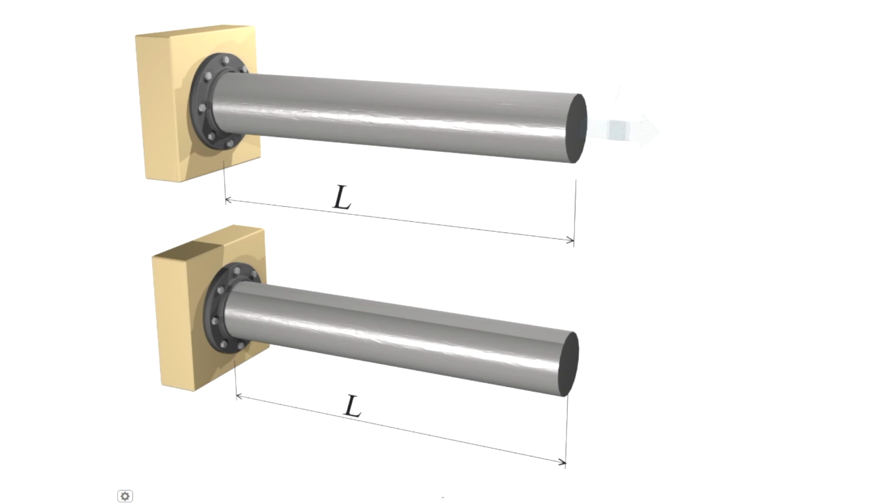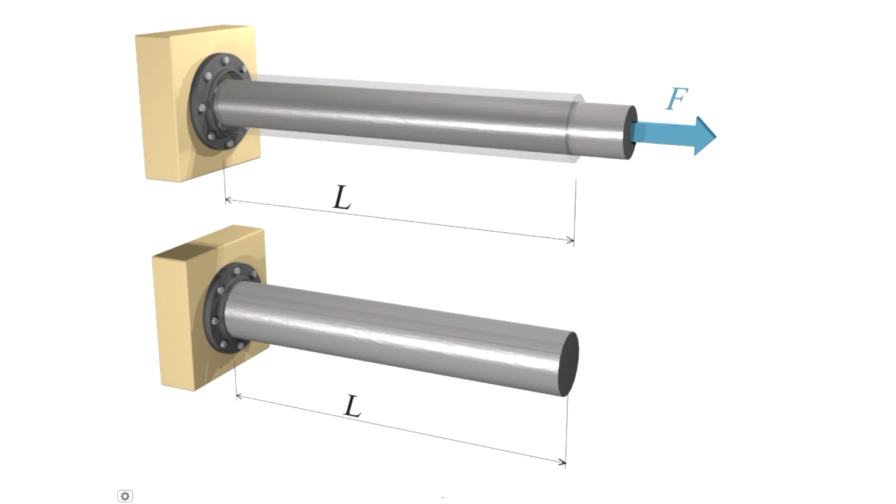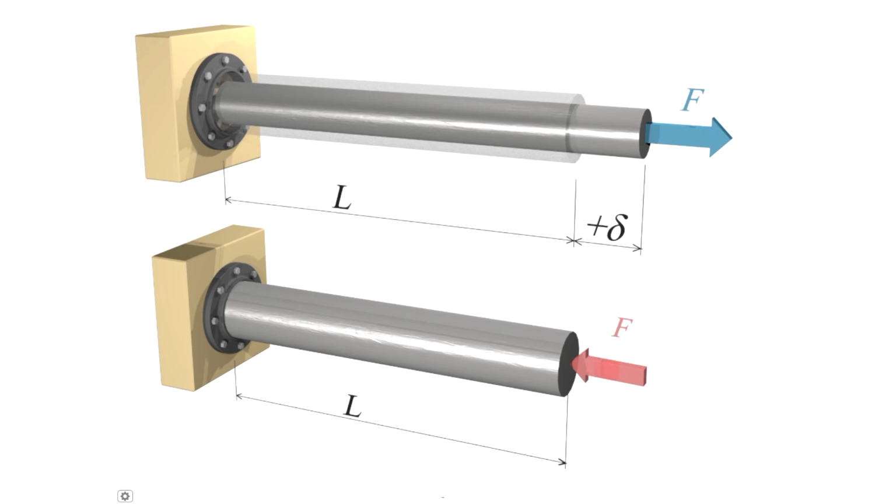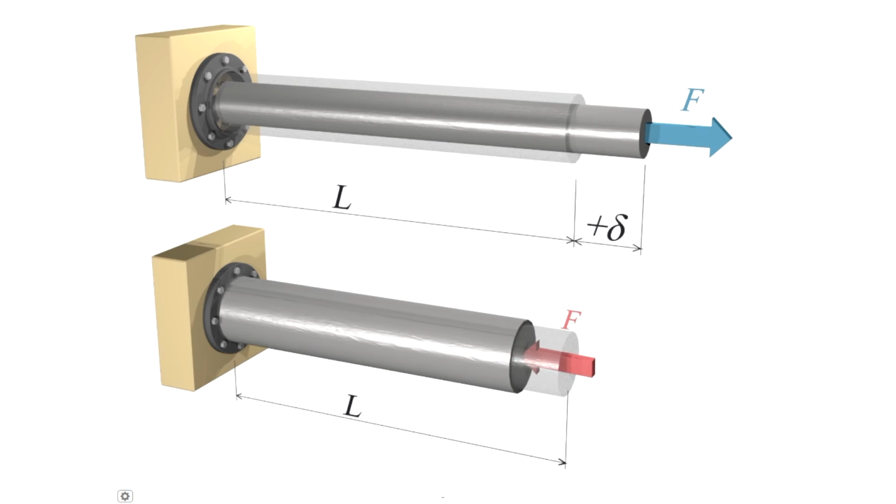The sign convention for normal strain follows the normal stress. The element that is subjected to a tensile force elongates, and the normal strain associated with that is considered to be positive. On the other hand, if the element is subjected to a compressive force, it gets shorter, and the associated normal strain is considered to be negative.